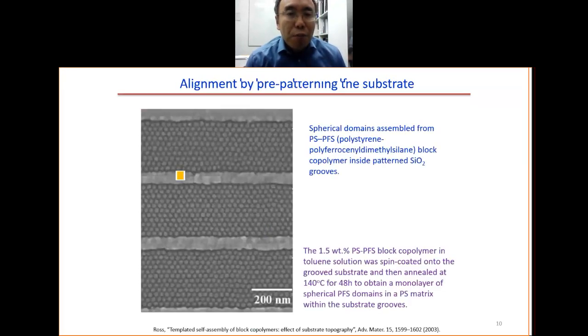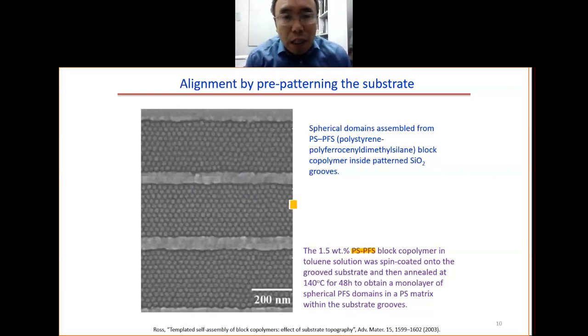So the idea is very simple. You pattern the substrate with some nanostructures. Then in this example here, you have this PFS. This is the polystyrene. This PFS is polyferrocenyldimethylsilane. So then you do the self-assembly inside the trenches. You can see they are well aligned. They are aligned along the structures already patterned on the substrate. This way we get this guided aligned self-assembly.